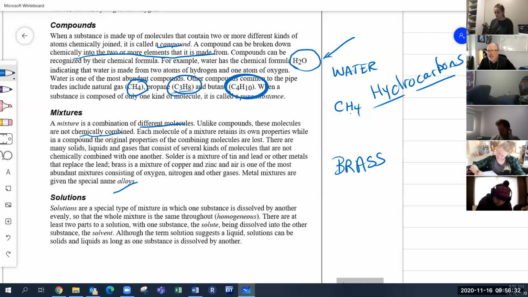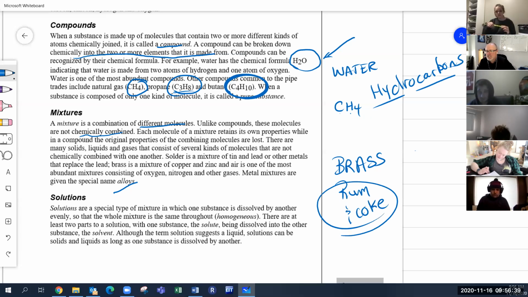So it's like one of your favorite drinks, right? Rum and Coke. That's a mixture. It's not a chemically combined compound. It's a mixture. All right. So that's what that is.